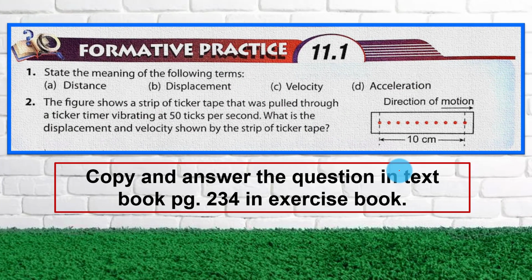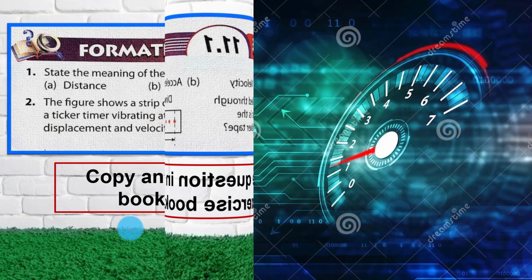Okay, so you need to continue to do the exercise. There's Formative 11.1 from your textbook, page 234. So our lesson stops at 11.1. The next one should be 11.2, linear motion graph.